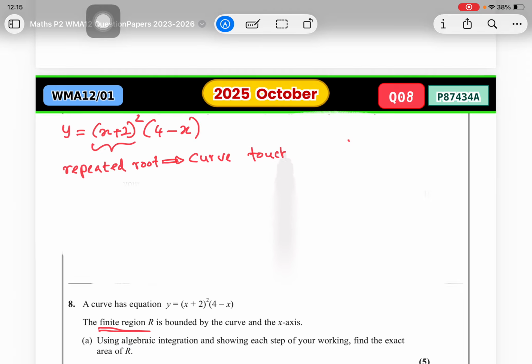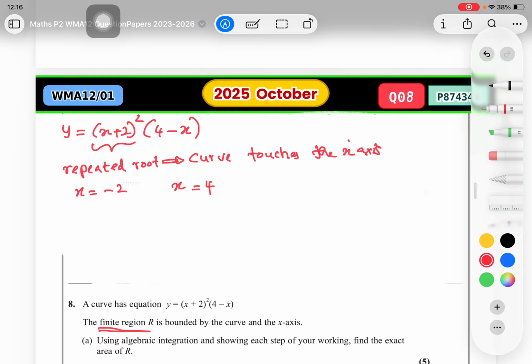touches the x-axis. Okay, so similarly, if it touches, we have these values: x = −2 and the other one is x = 4. So the region between these is going to be, okay, now let's check how this curve comes about.